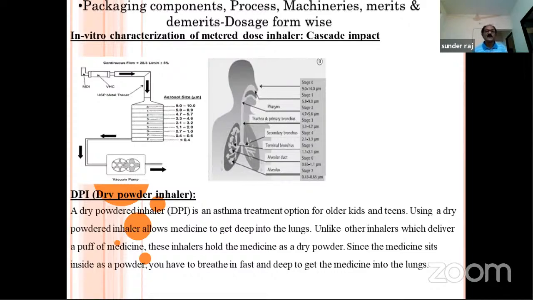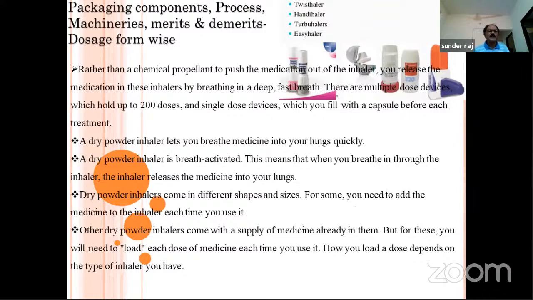Okay, these are all about the MDIs. Rather than a chemical propellant pushing the medicament, you use the inhaler. You release the medication by breathing in a deep, fast breath. There are multiple dose devices which hold up to 200 doses, and single dose devices which you fill with a capsule. Usually the inhaler comes in a multi dose, and also in a single dose. In single dose it comes in a capsule. Every time you take the capsule, put it into the component, then press it. When the capsule punctures, the medicament will come out. This comes under unit dose inhalers.